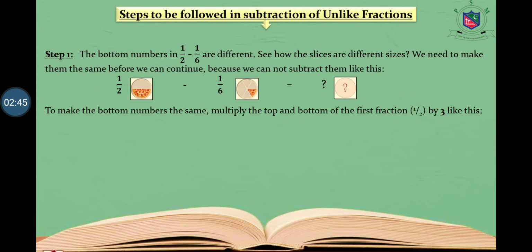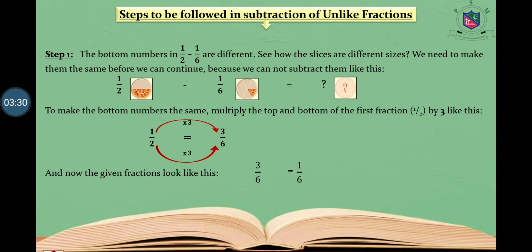To make the denominators the same, we need to multiply the numerator and the denominator of the first fraction, that is 1 upon 2, by 3, because we can make the denominator 6 if we multiply 2 by 3. So dear students, 1 upon 2 will be 3 upon 6 when we multiply it by 3. As you know, the numerator will be multiplied by the numerator and the denominator will be multiplied by the denominator.